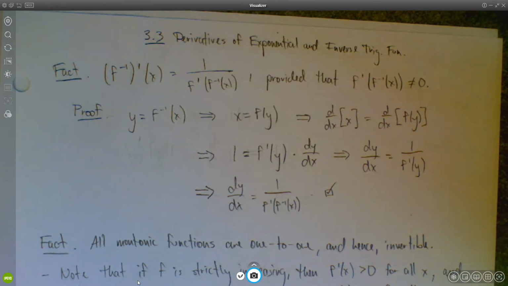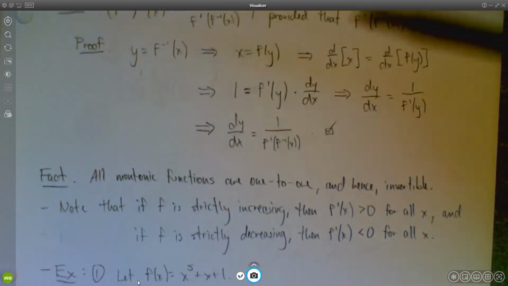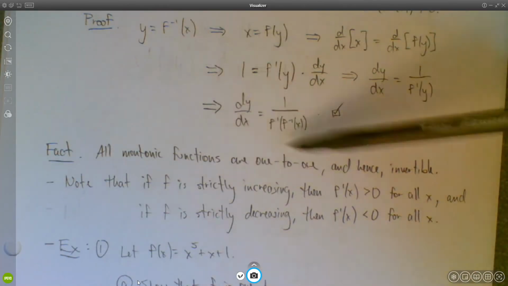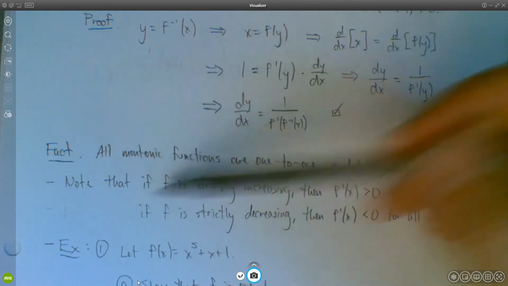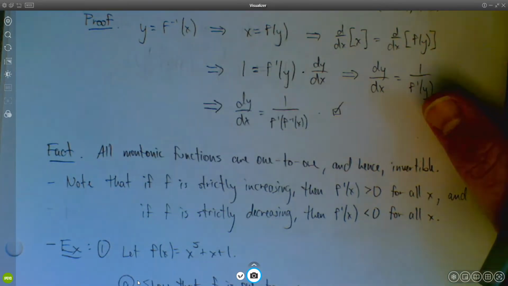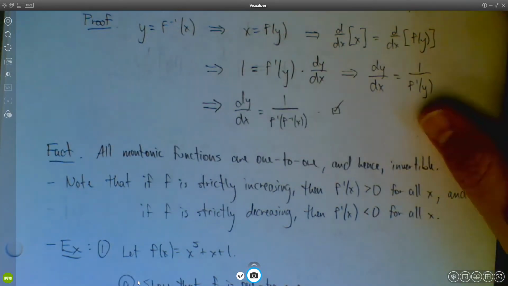Now another fact that's important is, how do we establish that f inverse exists in the first place? Because you may know from your previous algebra experience that not all functions are invertible. Not all functions have an inverse. So how do we know if a function is invertible? Well, we know it's invertible if it's 1-to-1. But what's another way to know that a function is 1-to-1? It turns out that all monotonic functions are 1-to-1. What do we mean by monotonic? A function is monotonic if it's strictly increasing or strictly decreasing. So if you have a function that's strictly increasing or strictly decreasing, then it's 1-to-1 and hence invertible.